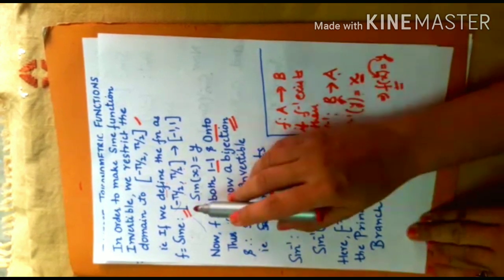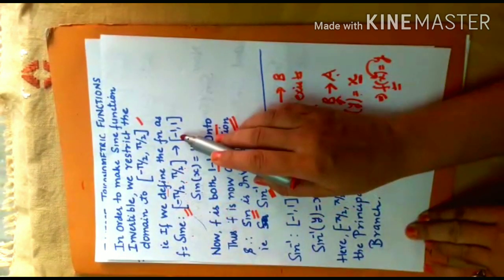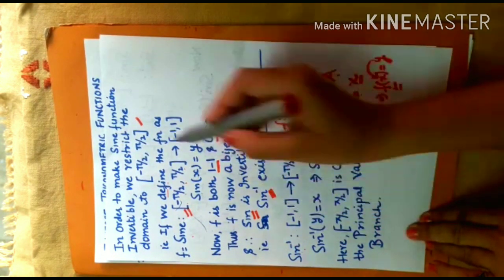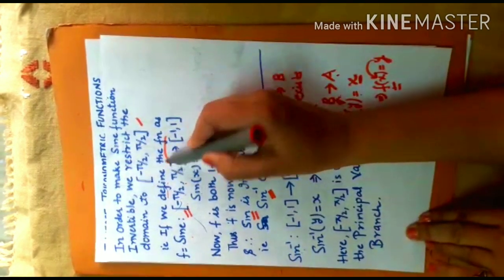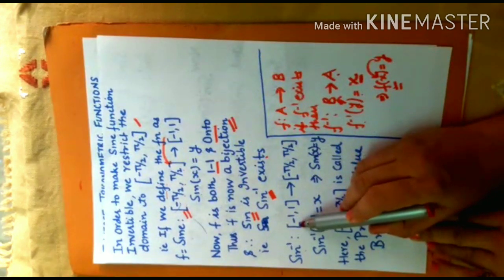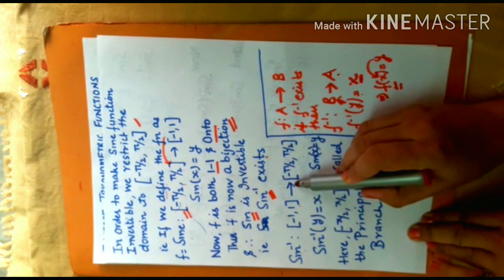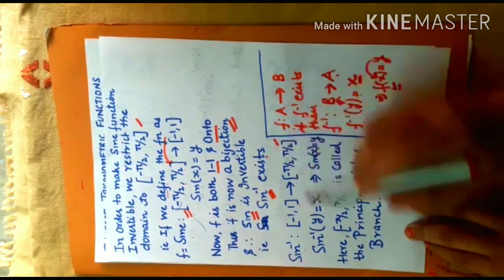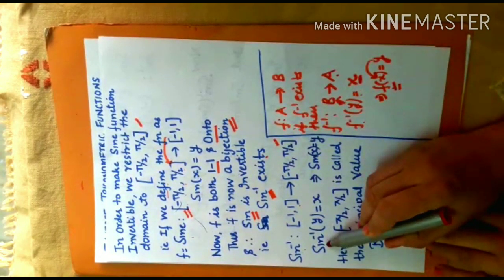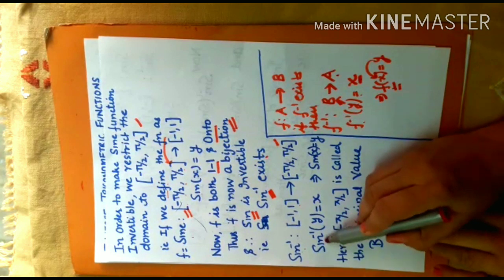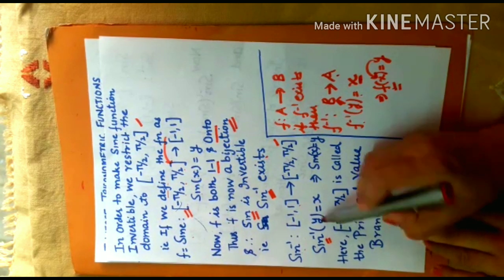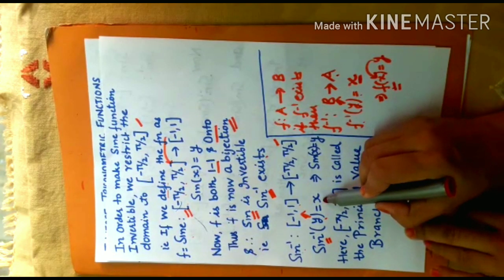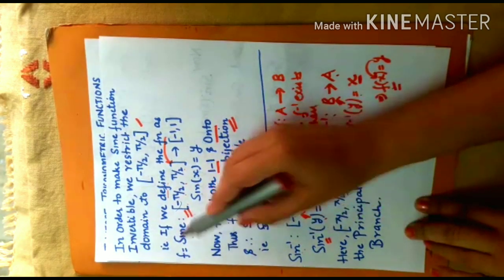So here sine function is from this to this. So its inverse, that is sine inverse, will be from this to this. That is from the closed interval minus 1 to 1 to the closed interval minus pi by 2 to pi by 2. And as I said earlier, under the inverse function, every element of this set will be associated to its pre-image under the function sine.